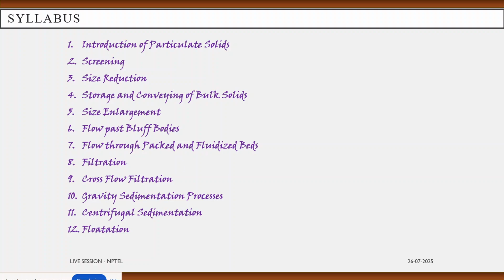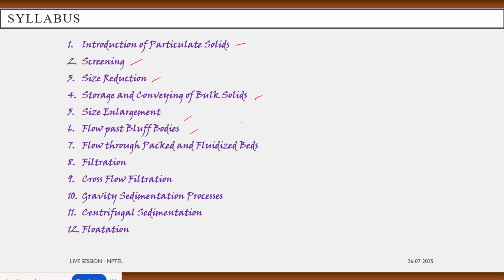First one will be the introduction of the particulate solids, which today's class will be discussing. Next, the screening or the size analysis will be discussed, and then size reduction, different mediums or different equipment used for the size reduction. We will be discussing in detail storage and conveying of bulk solids, size enlargement methods, then flow past bodies, and the derivation will be covered in the flow past bodies.